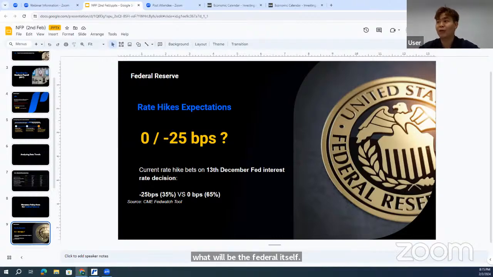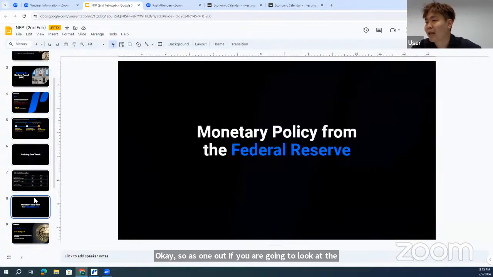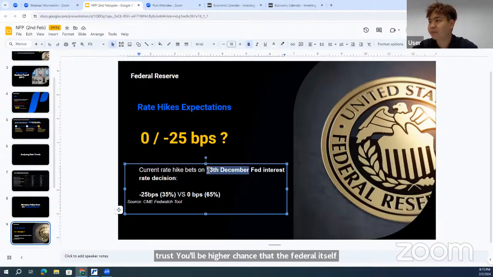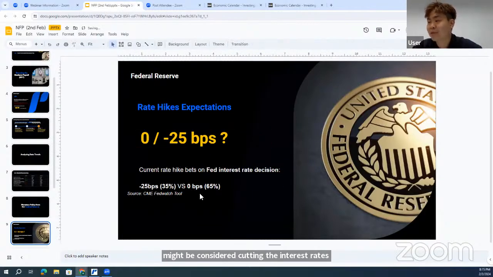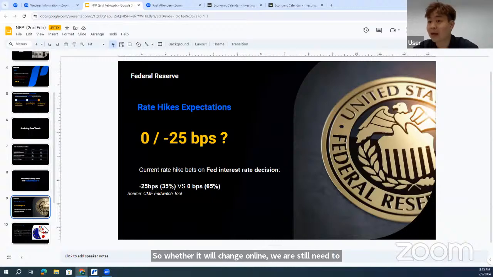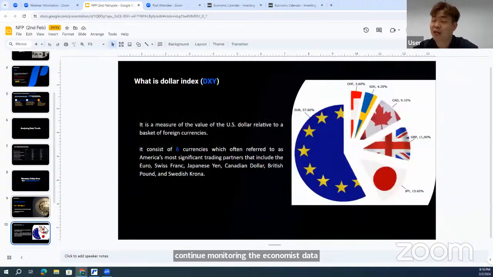Okay, so as for now, if you are going to look at the charts, there is a higher chance that the Federal Reserve might consider cutting their interest rates in March. The percentage should be around 35% that they will consider cutting the interest rates, and 0% that they will maintain them. So whether it will change or not in future, we still need to continue monitoring the economics data to have better predictions on NFP.